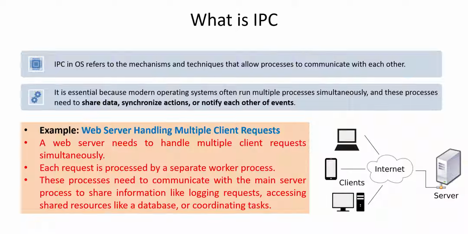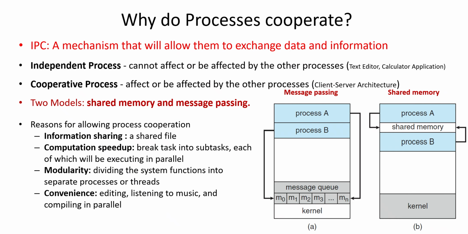Why do processes cooperate? Now let us understand why processes are allowed to cooperate. There are several important reasons. The first reason is information sharing. For example, two processes may need to access information stored in a shared file. The second reason is computation speedup. A large task can be divided into smaller subtasks. These subtasks can be executed in parallel using multiple processes. This can improve performance. The third reason is modularity.